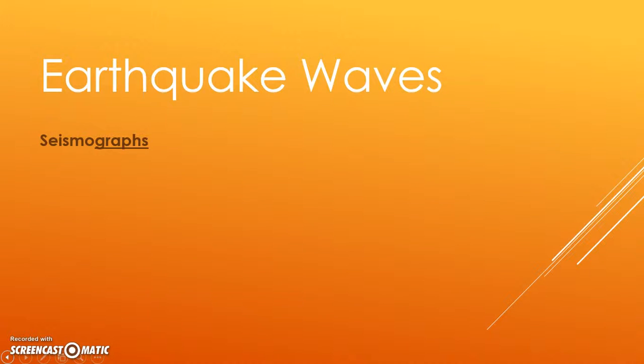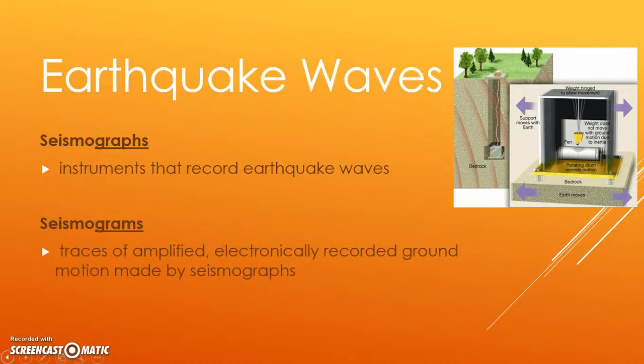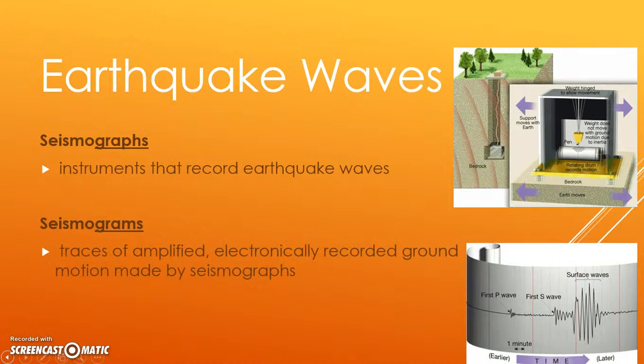So we have two things: seismographs, which are the instruments that record the earthquake waves, which is what you see here. And then we have seismograms, which is the trace, or the actual image that's recorded. And that's what you see here.